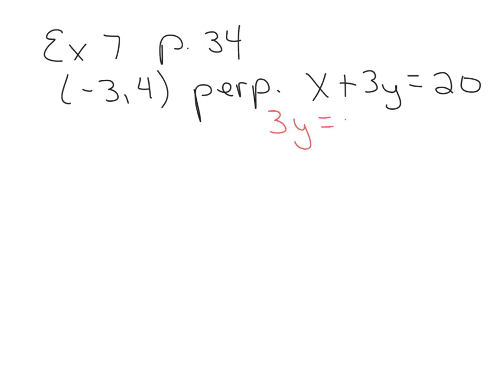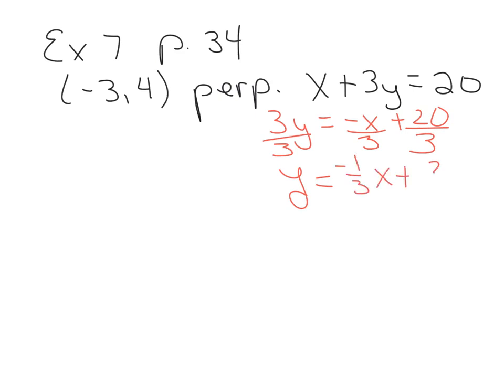So 3y = -x + 20, divide by 3. So y = -1/3 x + 20/3. If you're freaking out about this fraction right now, don't worry. We don't need that fraction. We're not doing anything with this b over here. We're looking for this slope. This slope is -1/3, the slope of this line.